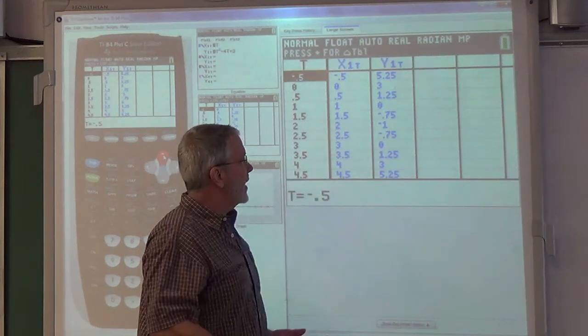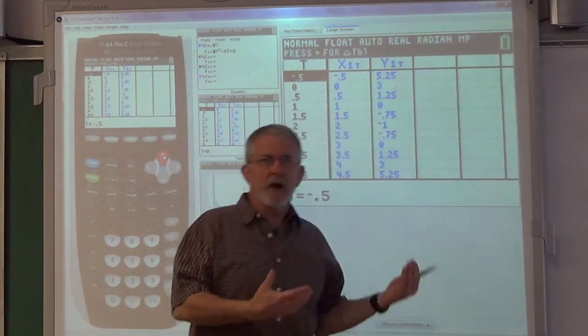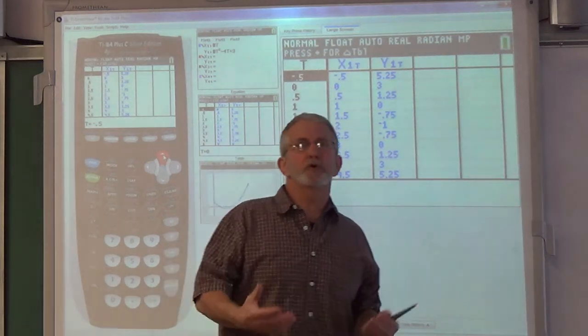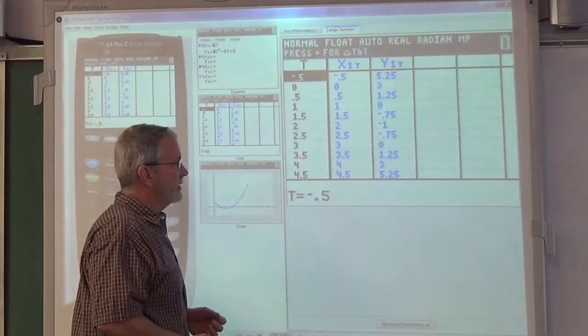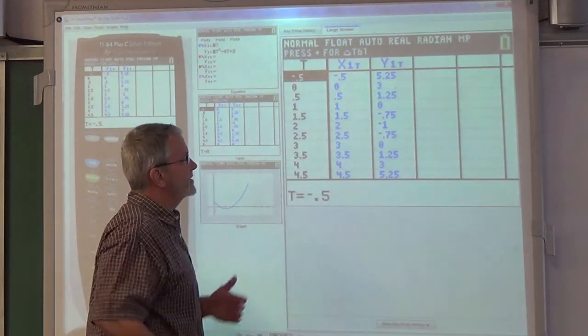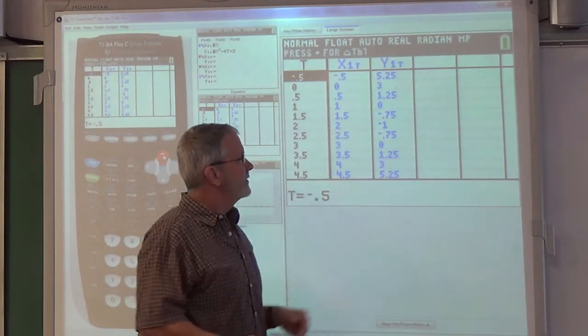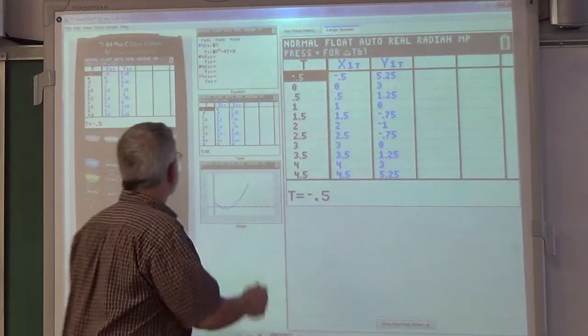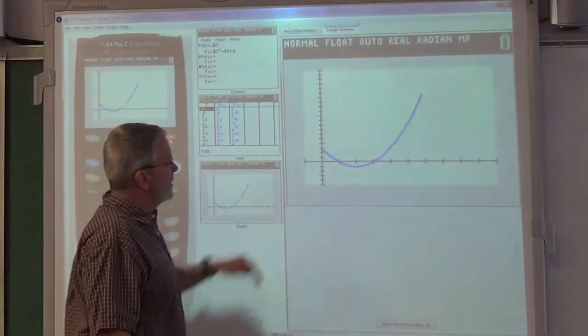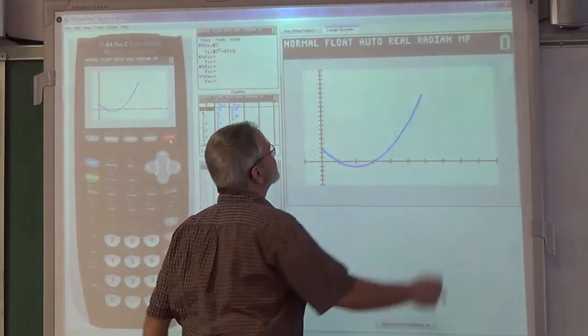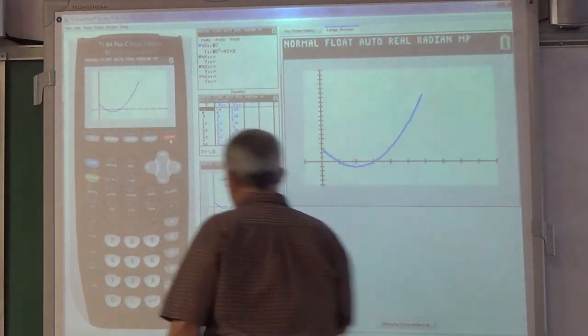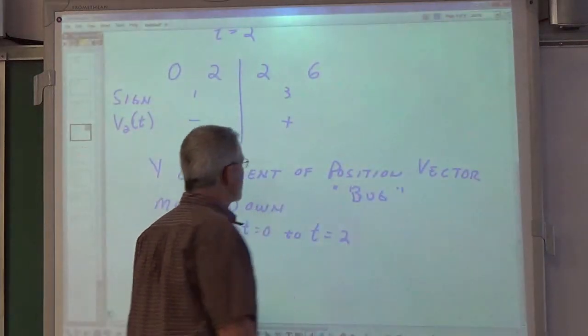So don't forget about analyzing the motion of the bug with your graphing calculator too. It helps visualize things. I have this tabular visualization, and I certainly have the graphical representation. Let's go back to my slides here.